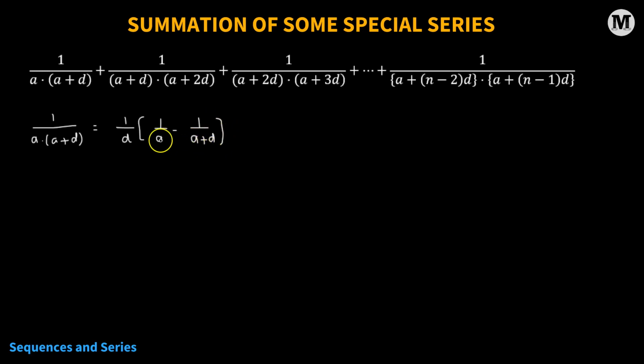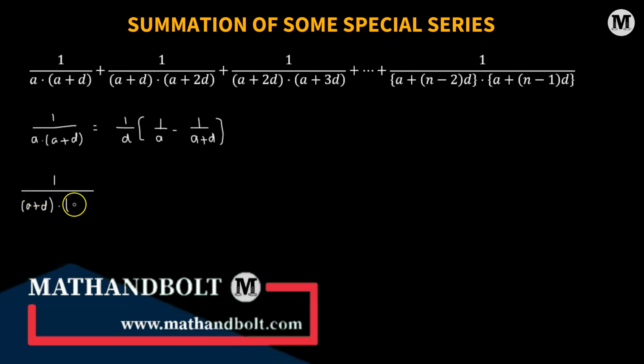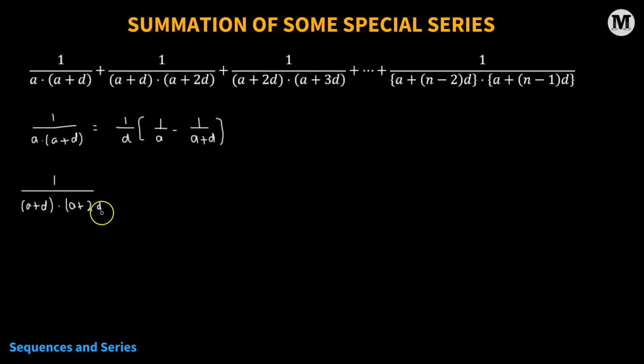So we can verify that. When we combine the two terms within the parentheses and multiply with 1 over d, that's going to give back the first term. Now coming to the second term here, we have 1 over a plus d multiplied by a plus 2d. Here a is the first term of an arithmetic sequence and d is its common difference.